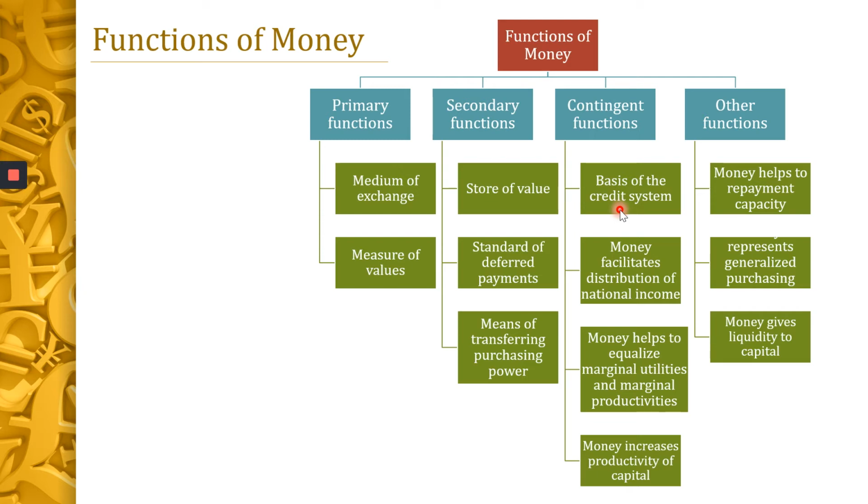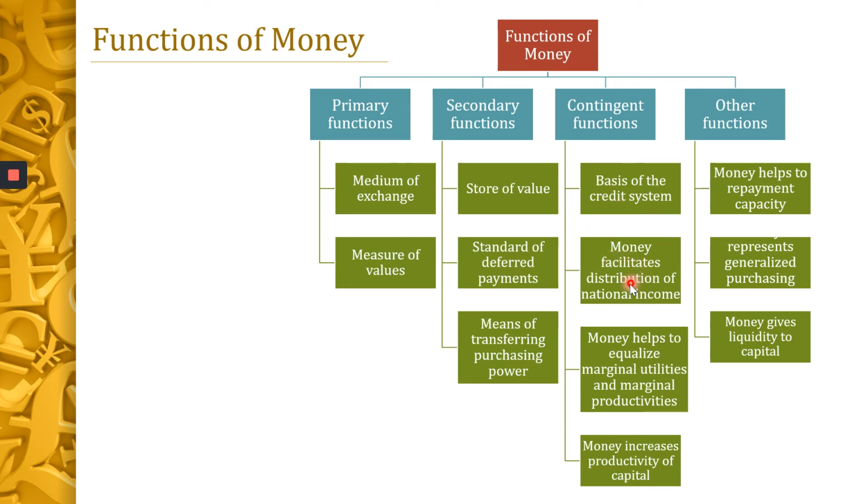This is possible only with the invention of money. Without money, they cannot do anything. So money acts as the basis of the credit system. This is the first point under contingent functions. So money acts as the basis of the credit system, and the commercial banks create credit on the basis of adequate cash reserves. So money is at the back of all credit.